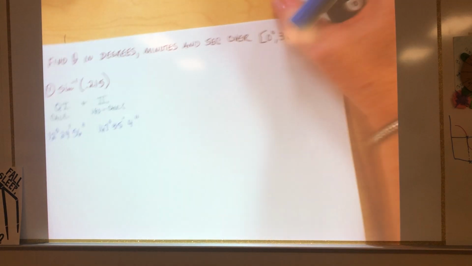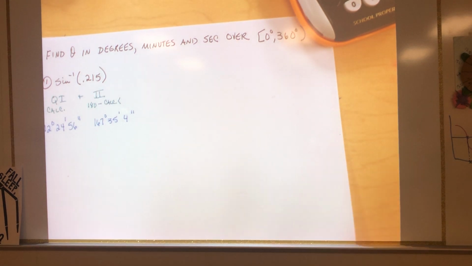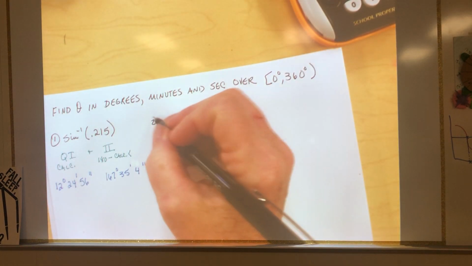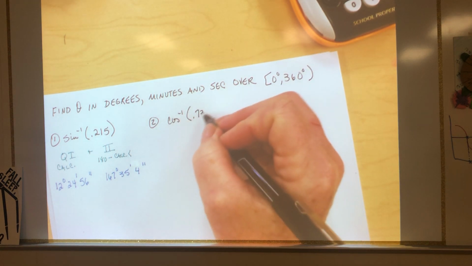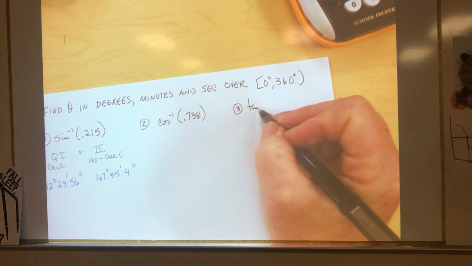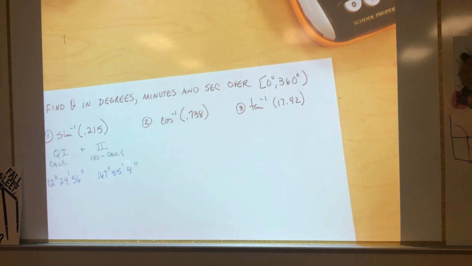Anybody got a question? Can I give you the next two and you do them? Okay, here we go. The next one is inverse cosine of 0.738, and number three is going to be the inverse tan of 17.42.